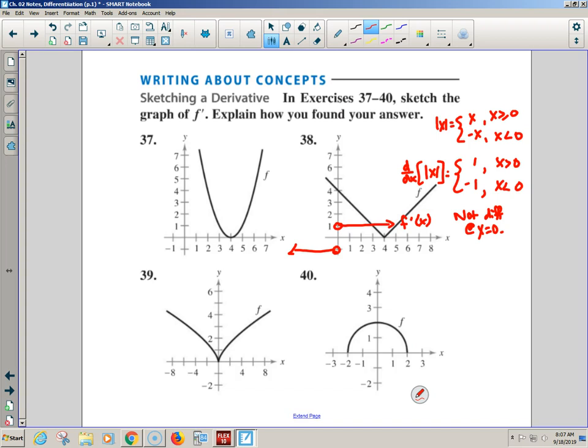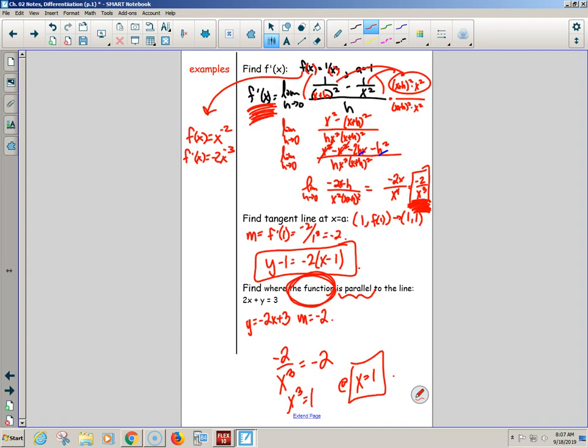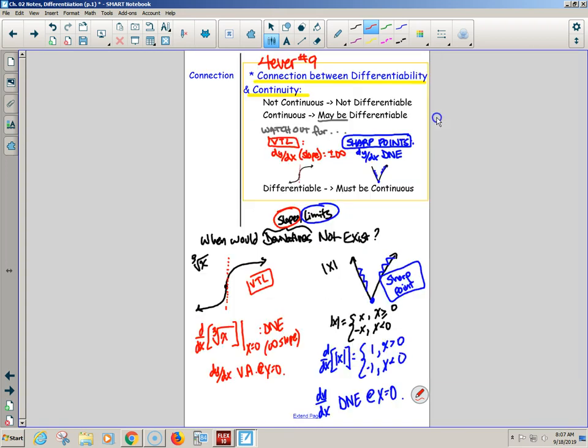So when we're talking about our forever card in our notes, back a couple pages, when I say not continuous means not differentiable, is a function ever not continuous everywhere, or are there just special points where it's not continuous? So they're just special points where it's not differentiable. Does that make sense?